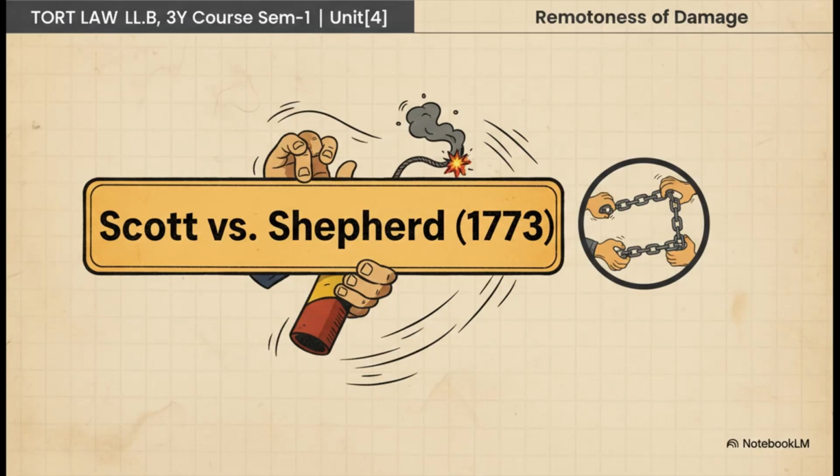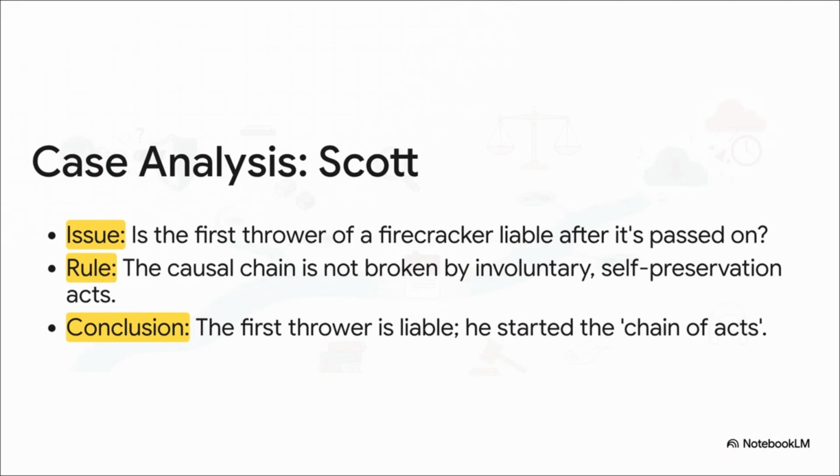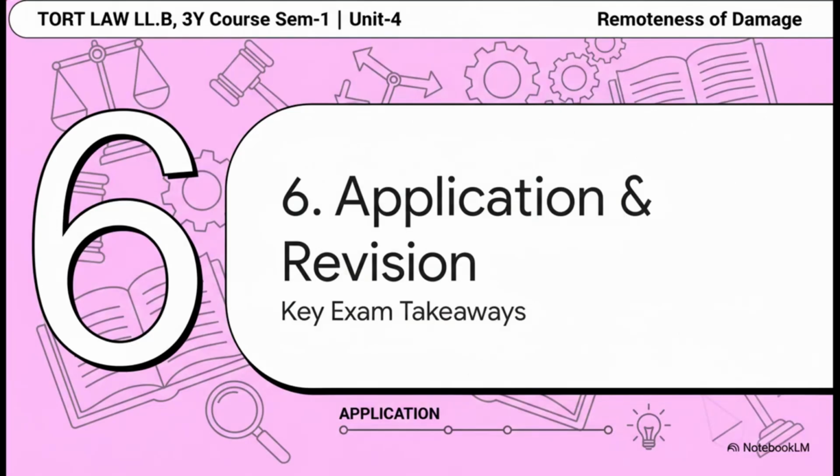To further clarify the limits of this doctrine, we must examine the foundational case of Scott v. Shepard from the year 1773. Analyzing Scott v. Shepard, the issue was whether the first person who threw a firecracker is liable if others subsequently threw it away in acts of self-preservation. The court established the rule that the chain of causation is not broken if the intermediate acts are involuntary or done for self-preservation. Here, Shepard threw a lighted firework. 2 other individuals tossed it away to protect themselves before it ultimately injured the plaintiff. The conclusion was that Shepard was liable, as his initial acts started the chain of acts that were natural and foreseeable consequences. This brings us to our 6th and final section, application and revision.